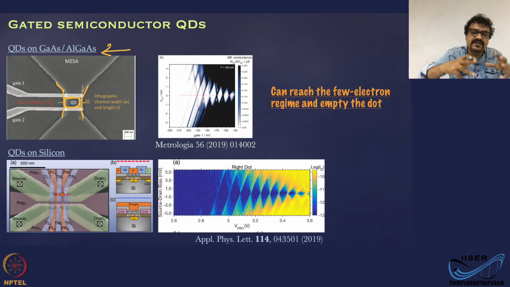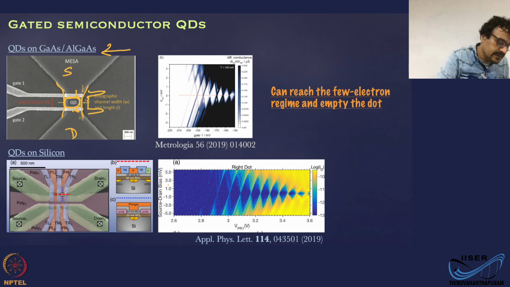Anyway, the point here is when you apply voltages on these gates, you will get a confined region in the middle, that is your quantum dot. And this is going to be your source and drain region. And you'll have tunnel barriers here, which are defined by the gate. So you have a tunnel barrier here, then another tunnel barrier here.